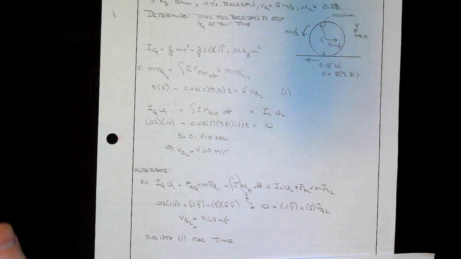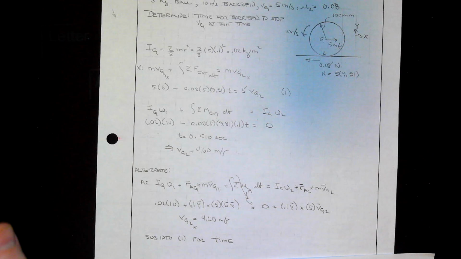So I'm going to choose 0. When omega 2 is 0, the backspin stopped. We're done. So if I put that 0 here, that defines that time. Boom. Well, I can solve for that, 0.51 seconds. If I stick that specific time back into here, I can then solve for VG2. And at that time, we're going down the lane at 4.6 meters per second. Problem solved. Neat little problem.